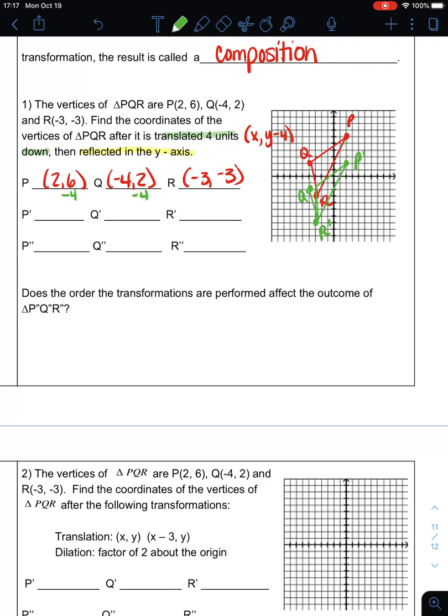Now, you can also just do it on the points, subtracting 4 from each y. So 2, and then 6 minus 4 is 2. Your P is at 2, 2 now. Your Q is at -4, -2, and your R is at -3, -7. The thing you have to be careful of when you're translating is adding and subtracting those negative numbers.